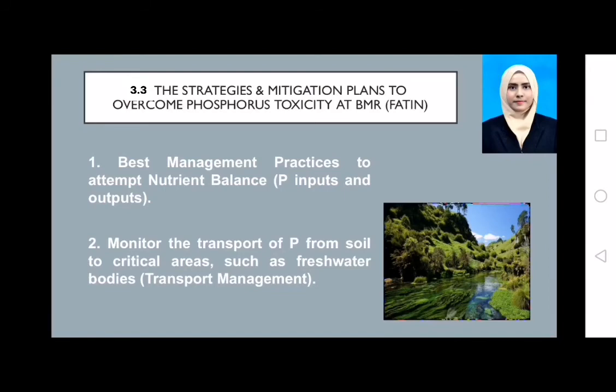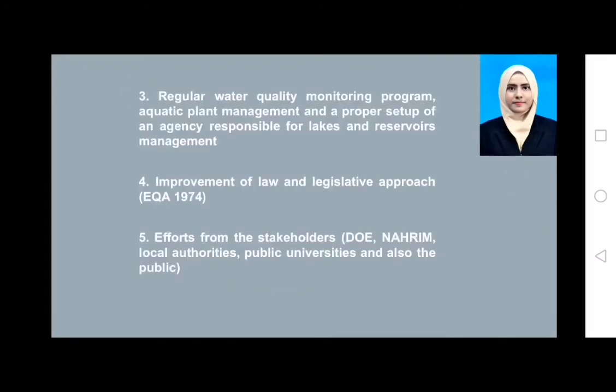Next, the mitigation plans to overcome phosphorus toxicity should also include transport management strategies. Transport management refers to the strategies to monitor the transport of phosphorus from soil to critical areas such as freshwater bodies. The loss of phosphorus by soil runoff and erosion can be minimized by the retention of tillage and managing the crop residues, buffer strips, riparian areas, terracing, contour tillage, cover crops, and settling basins.